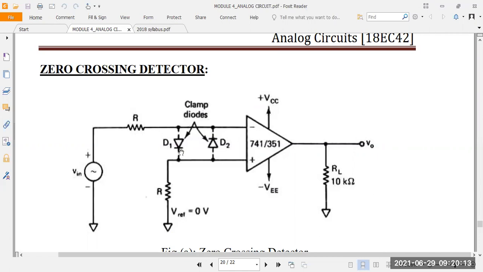Same, you connect two diodes here in order to clamp. Depending upon the reference voltage, we can clip the voltages. Next, R is the input resistance here. Then you connect plus VCC and minus V for the power supply of the op amp. Then you take V0 from the output of the op amp through the load resistance of 10 kilo ohm, the output resistance here.